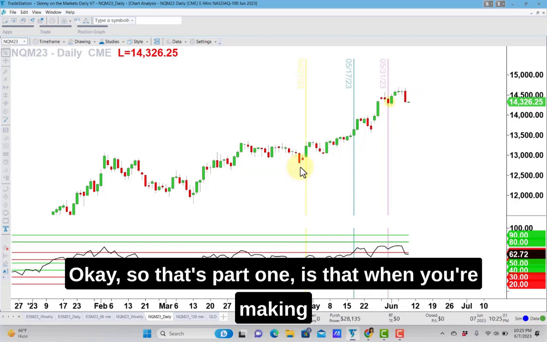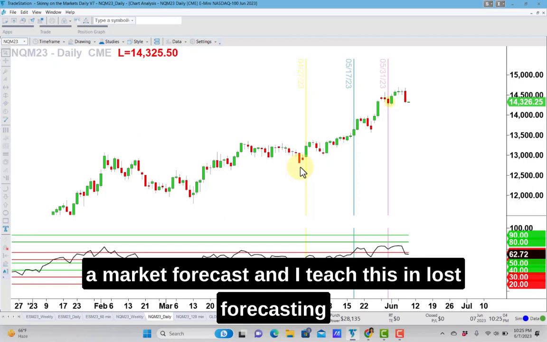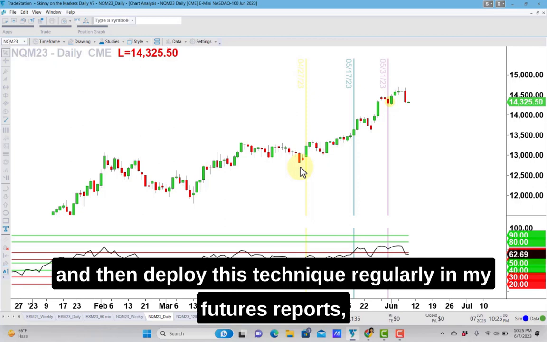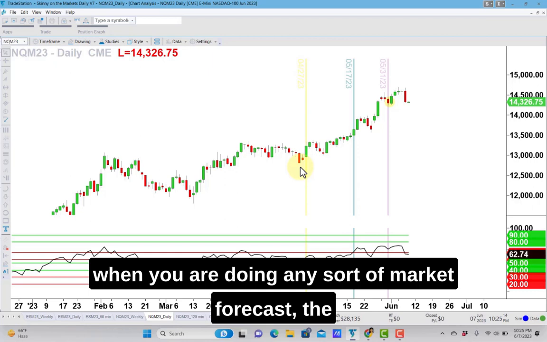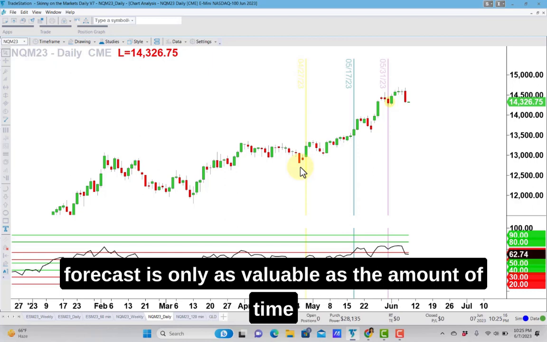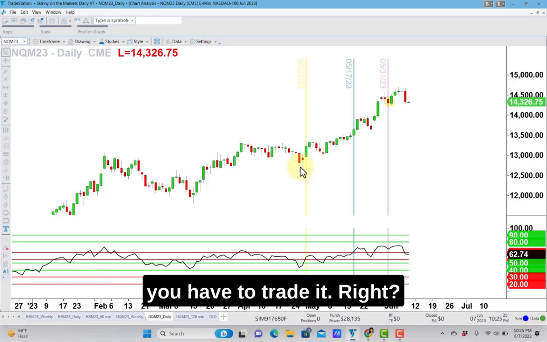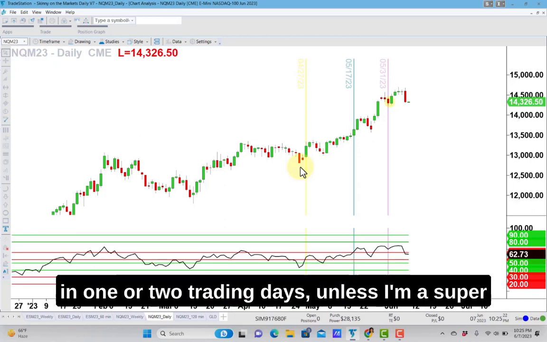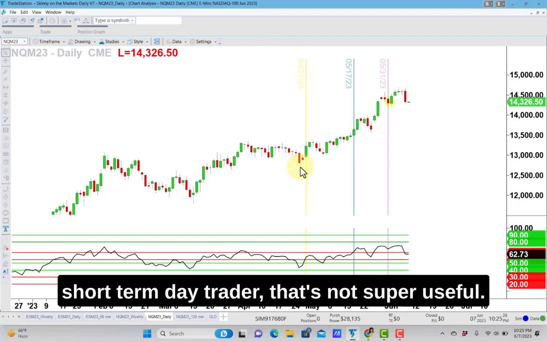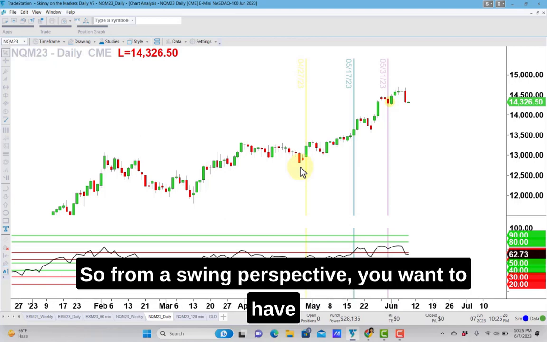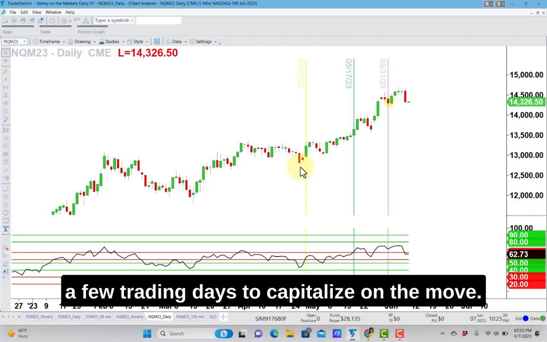That's part one. When you're making a market forecast, and I teach this in Lost Forecasting and deploy this technique regularly in my futures reports, the forecast is only as valuable as the amount of time you have to trade it. If I make a forecast for something to happen in 1 or 2 trading days, unless I'm a super short-term day trader, that's not super useful. From a swing perspective, you want to have a few trading days to capitalize on the move.